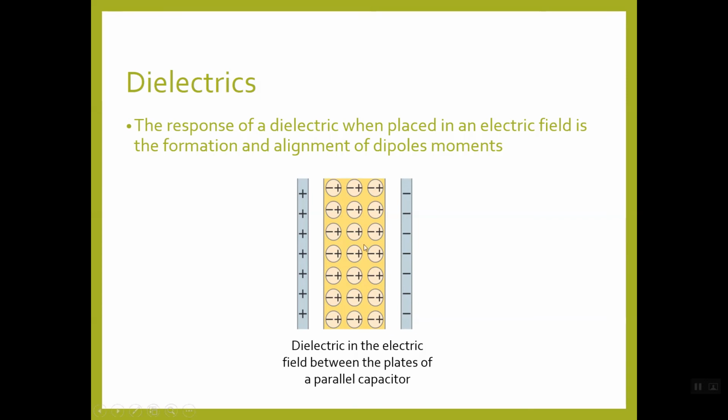So here we have a dielectric material in between the plates of a parallel plate capacitor. We have an external electric field from those plates. What that electric field does is it's going to align, or first create, dipole moments if there aren't any naturally permanent dipole moments in the dielectric. And then once you have the dipole moments, it'll align them. So that's the response of a dielectric when placed in an electric field.